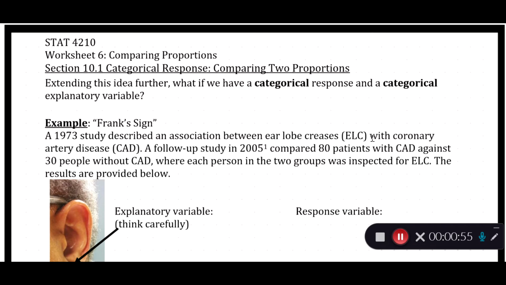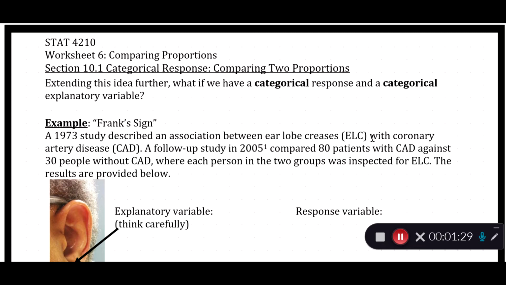So what we're going to do is look at these data from this Frank's sign example, and we want to know, is there an association between two categorical variables, a categorical response and a categorical explanatory variable? Now, I'm going to warn you, dealing with a categorical response variable can be really tricky. It's really tempting to make the levels of the variable itself. So we're going to take a lot of time with these future examples and work on that, especially when the variable is binary or only has two outcomes.